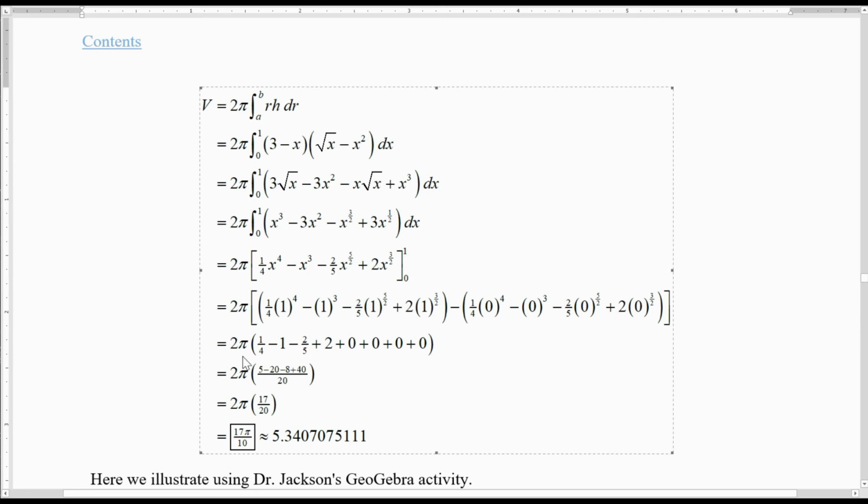I got a common denominator 20. So multiply top and bottom by 5 to get 5 there. Multiply top and bottom by 20 to get negative 20 there. Multiply top and bottom by 4 to get negative 8 for the numerator. And multiply top and bottom by 20 and get 40. Or you could have added the 2 and the negative 1 first together and just got 20 for the numerator for that. That would have been fine. So you got 20 plus 5 more is 25. Minus 8 is 17. It's over 20. The 2 and the 20 cancels down to a 10 in the bottom. So the answer is 17 pi over 10, which approximates to be about 5.34.